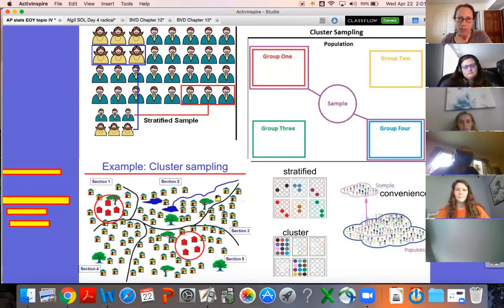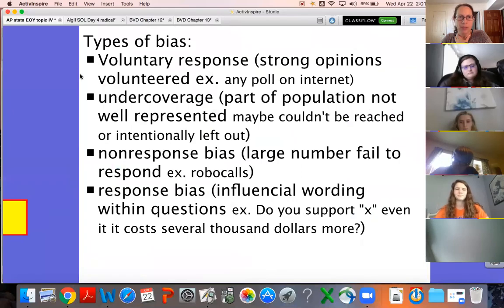Okay, moving along. So then we talked bias. We talked about voluntary response bias, which is when people have strong opinions, so they volunteer them. And they say anytime you have a poll on the internet, it's most likely voluntary bias because only the people who feel very strongly respond, like the Dear Abby letter where they asked, would you do it again if you had to have kids? And most people said no.